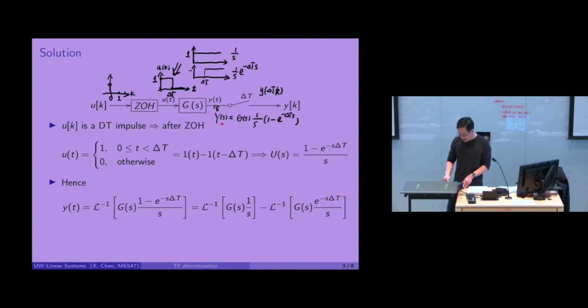If we know the Laplace transform of y, then little y of t in the time domain is the inverse Laplace transform of capital Y of s. And because the Laplace transform is linear, we can decompose this into two things: the inverse Laplace of G of s divided by s, minus the inverse Laplace of G of s times e negative s delta t divided by s.